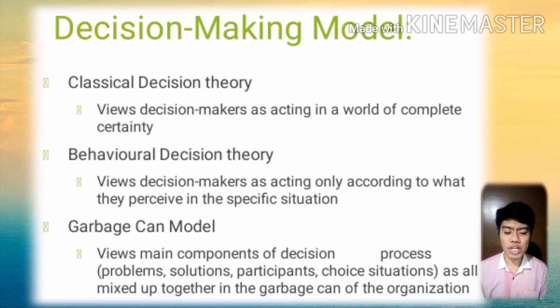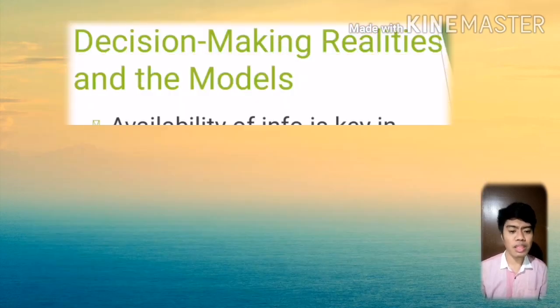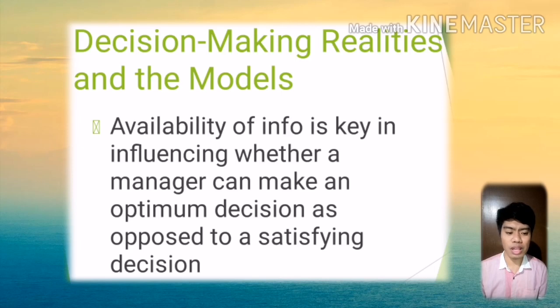So dynamic situation means often more acting than thinking, solutions used even if can't be linked to a particular problem, many problems going unsolved. So another explanation about the garbage can model highlights the fact that often decision and implementation are done by different people. So let's move on with decision-making realities and the models.